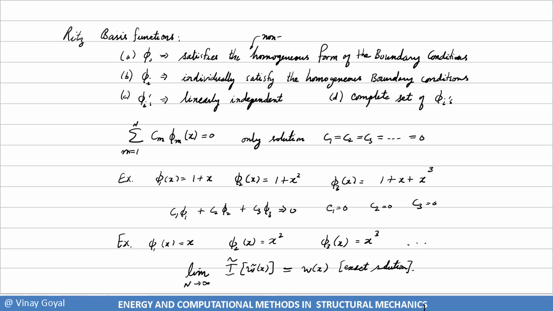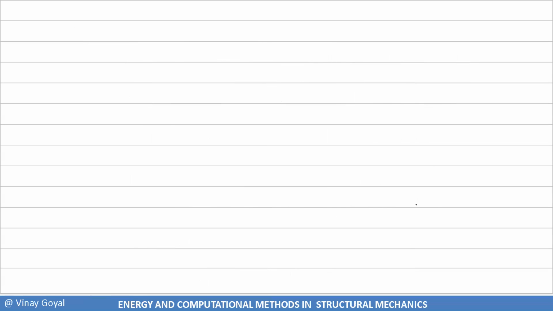And so for completeness, with respect to the integral over the domain, we want to make sure that to guarantee convergence, you have a complete set of polynomials being considered. You also want to make sure that the Ritz basis functions do not impose boundary conditions.